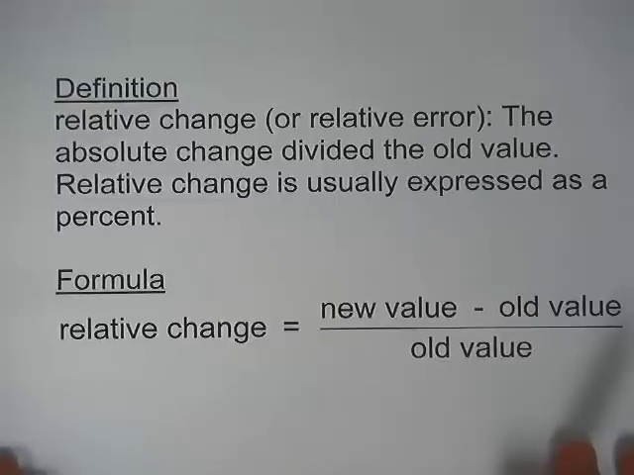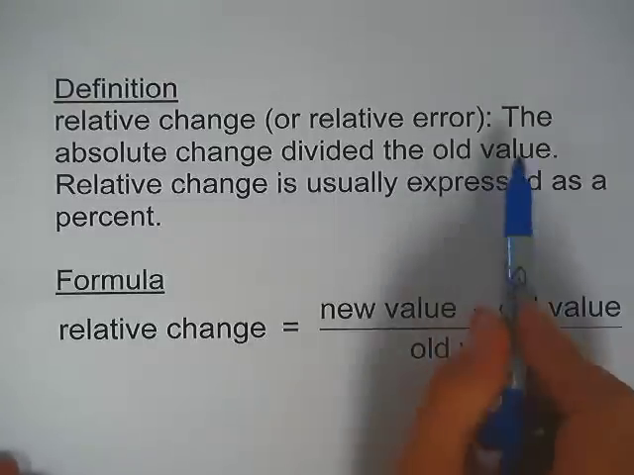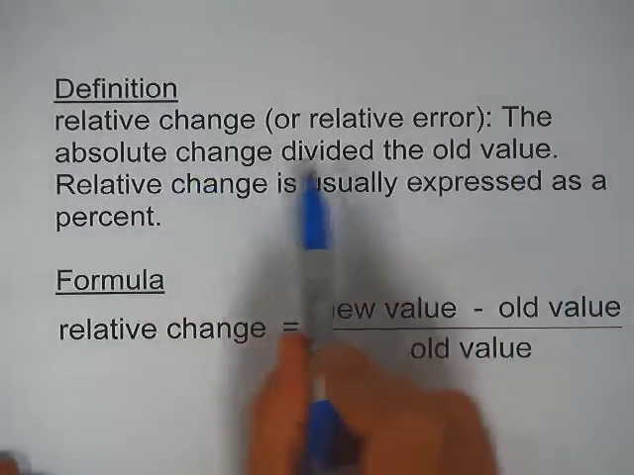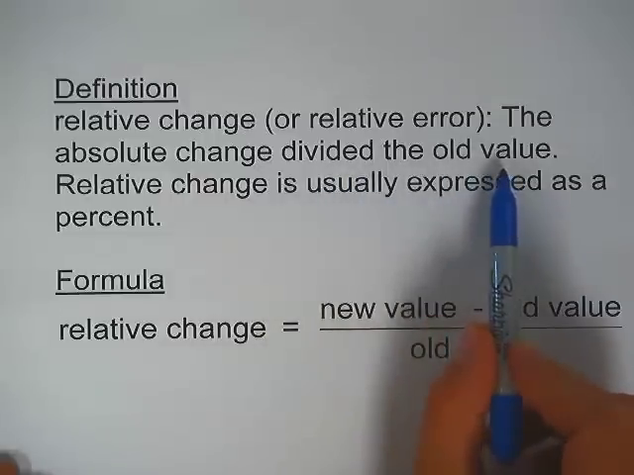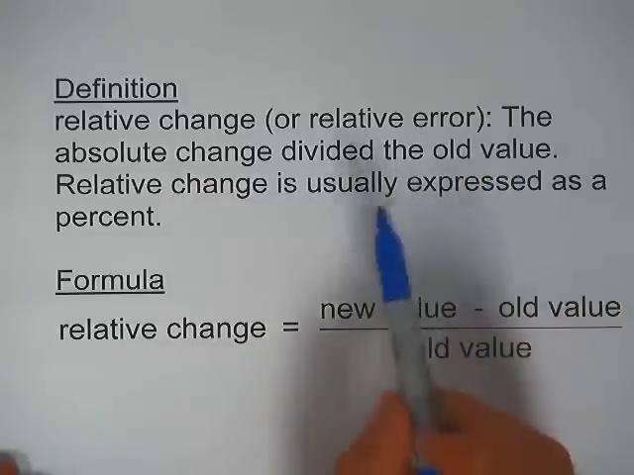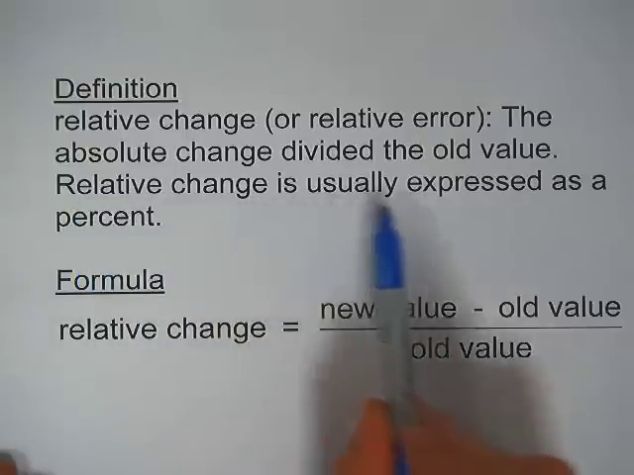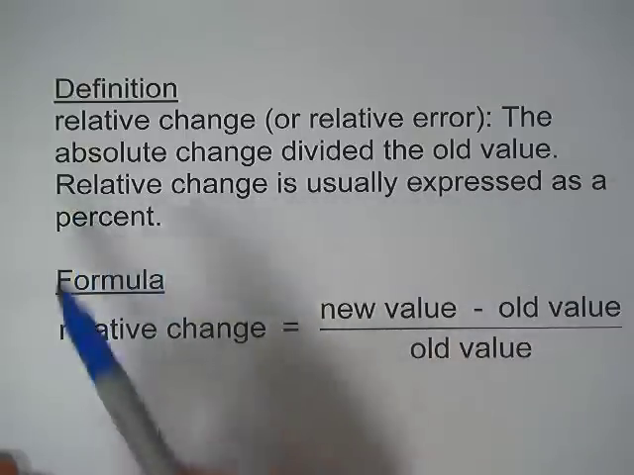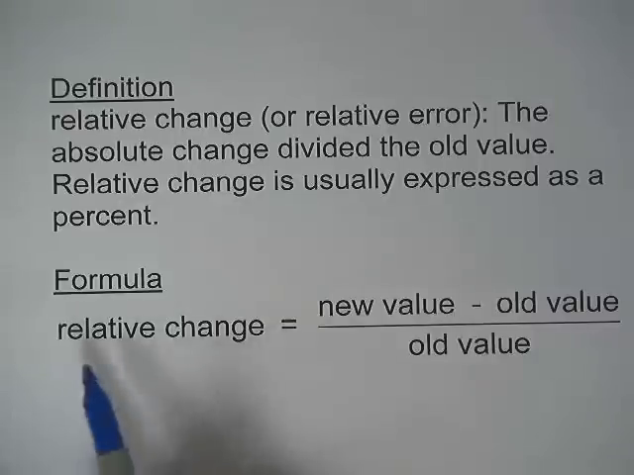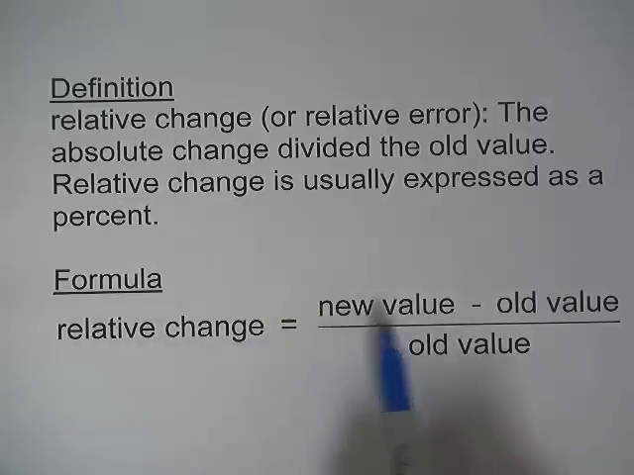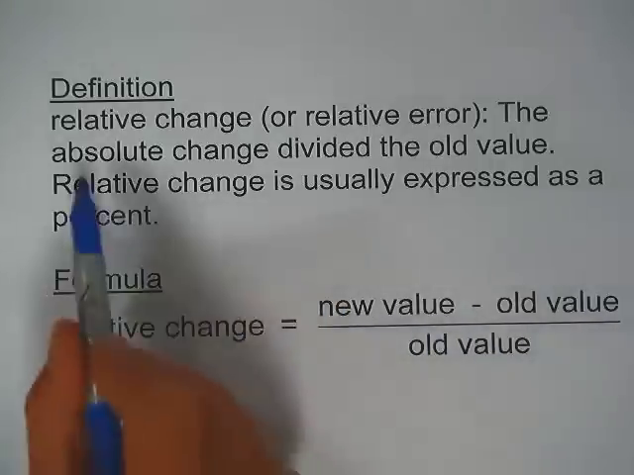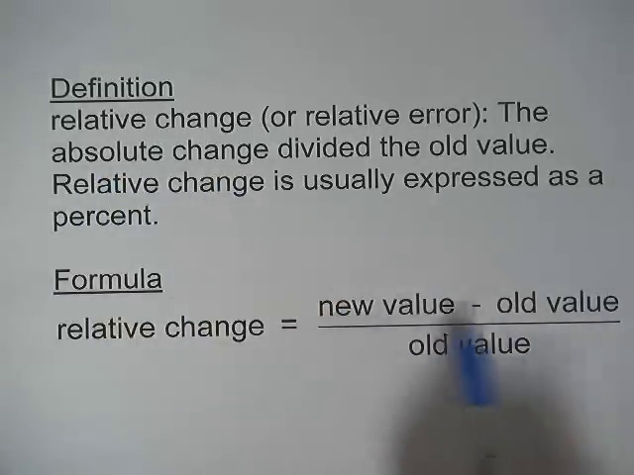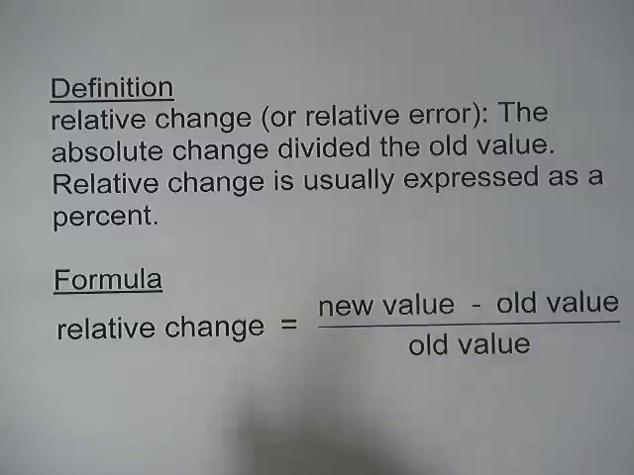Relative change or relative error is now the absolute change divided by the old value. Okay, so this is now a ratio. So the relative change is usually expressed as a percent. So now your relative change is going to be your new value minus your old value. Again, this is just your absolute change. That's what we have here. So it's your absolute change divided by the old value. Okay, so it's new minus old divided by old.